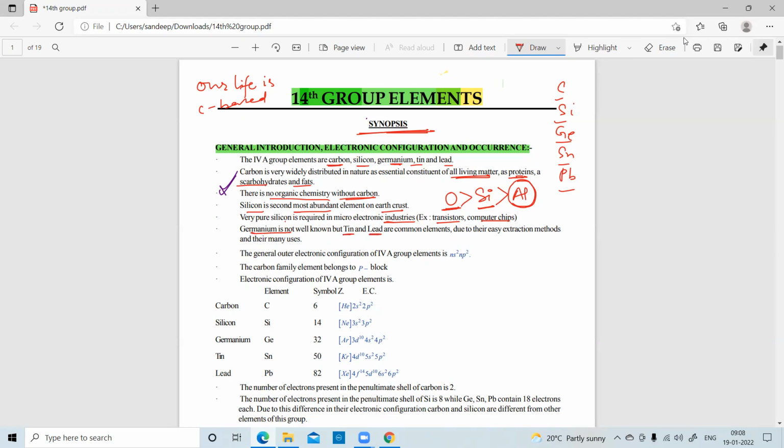Tin and lead are common elements due to their easy extraction methods. Tin and lead are metals. Lead is a toxic metal also.